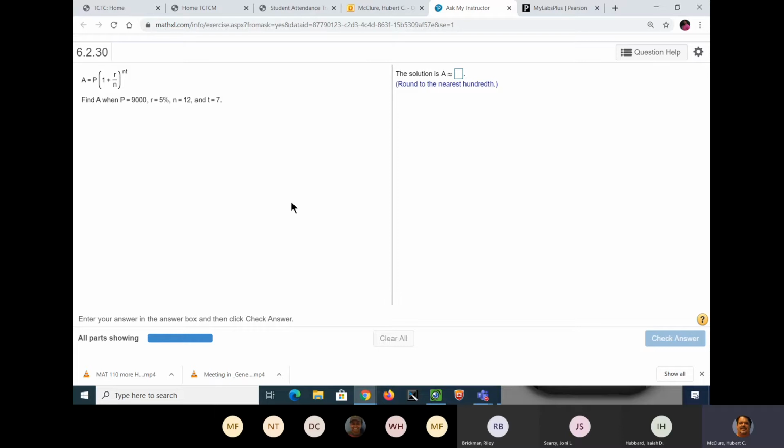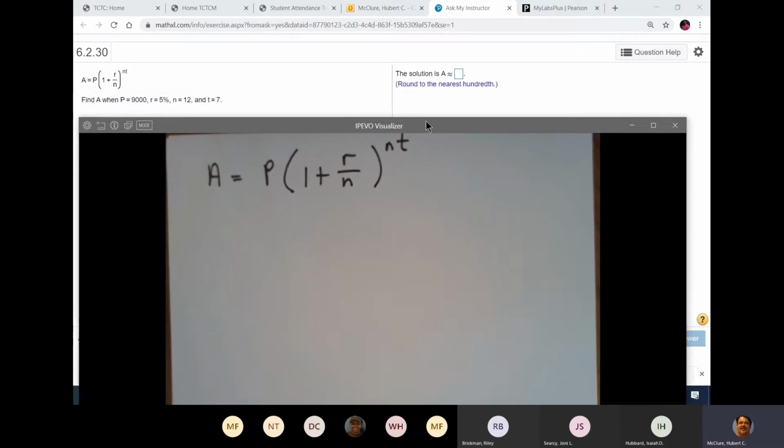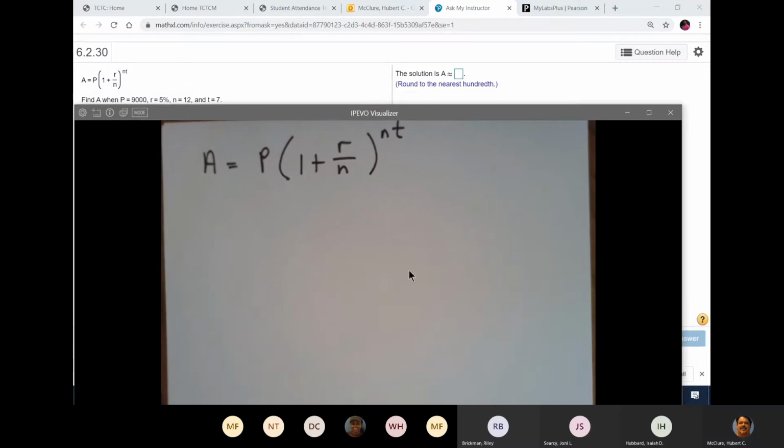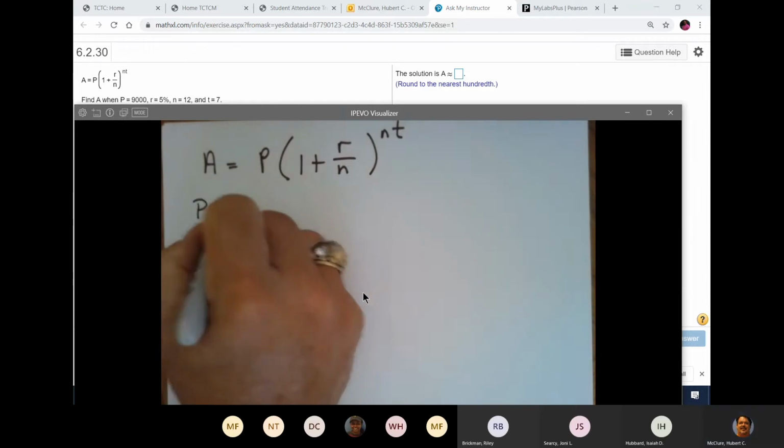And the compound interest formula is A equal to capital P times (1 plus R over N) raised to the nt power. Now, in this case, let's write down what everything is. What is P? P is the principal.